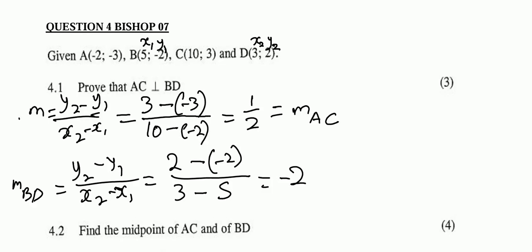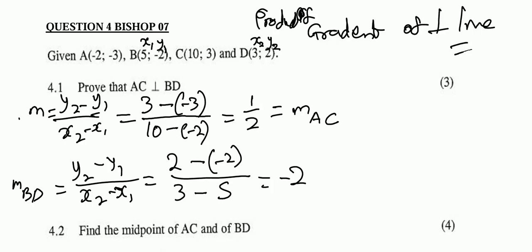But remember, we said the product of the gradients of perpendicular lines is equal to what? -1. This means that if we take the gradient of AC and multiply by the gradient of BD, we must get -1. If we don't get -1, this means that these two lines are not perpendicular. But if we get -1, this means that these two lines are perpendicular.